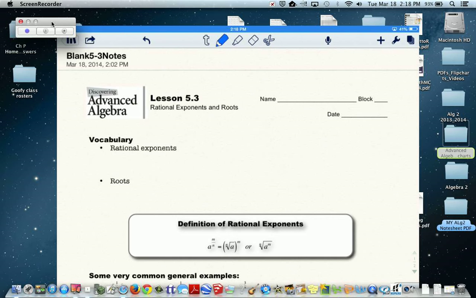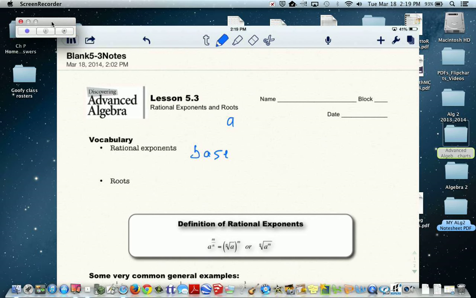So the 5.3 lecture, we're talking about rational exponents and roots. So a rational exponent would be some base being raised to, let's say, an a over b power. The number on top is always the power, and the number on the bottom is always the root.